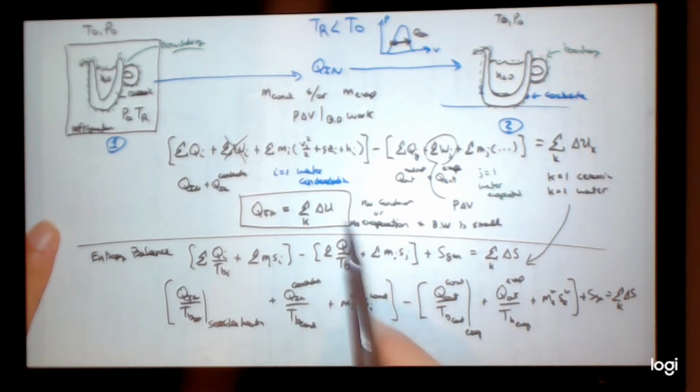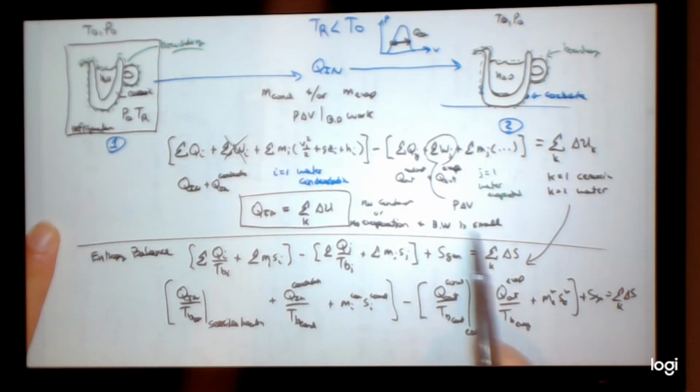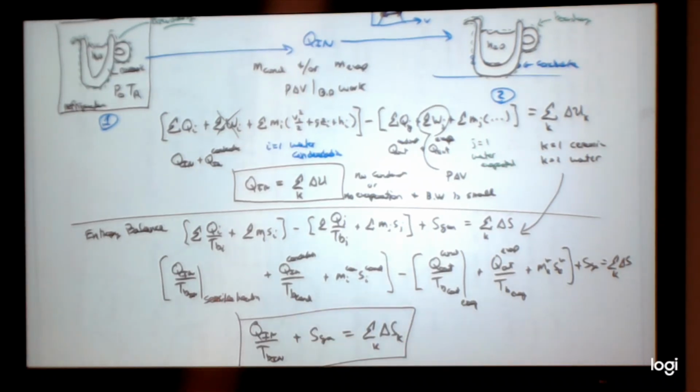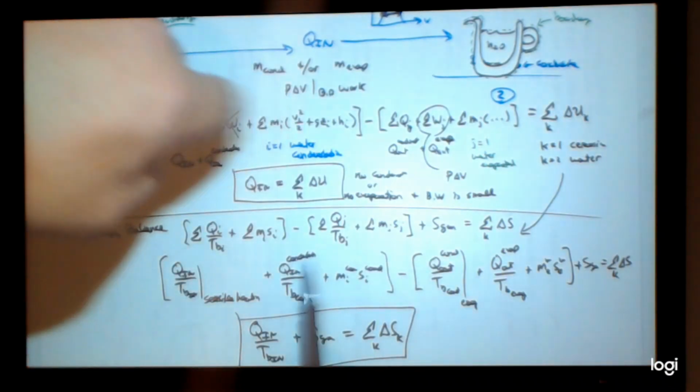Now, of course, if we do the same thing, no condensation, no evaporation, boundary work is small. It didn't matter here because there's no boundary work in the entropy balance. We could just get some Q_n over some T_B,n, plus S_gen equals the sum of delta S. So if you just wrote that with some justification, you're going to get close to full credit. But if you just blindly write those two equations in the boxes, if you wrote the full summation above, you're probably going to get a little bit over half credit.